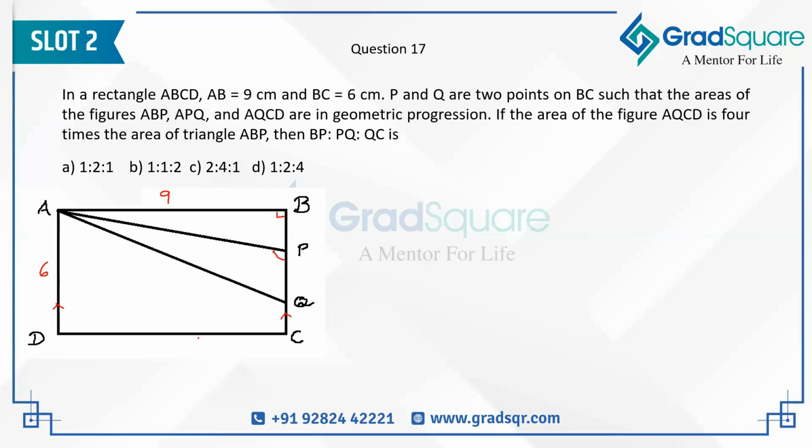Right? So these three areas are in geometric progression, which has been given, and we have also been told that the area of AQCD is 4 times the area of triangle ABP. Now with this sense of understanding, let's look at the solution of this question.